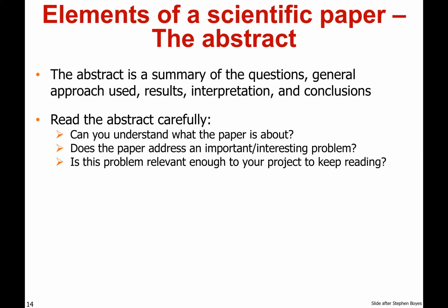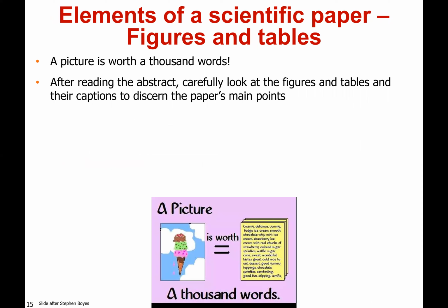Okay, so let's go over each section in a little bit more detail. The abstract is most important, right? That's the summary of the paper. You can get most of the main points of a paper just from reading the abstract carefully. So then move on to the figures. Figures are really efficient in communicating information, much more efficient than written words. So a picture is worth 1,000 words is really true.